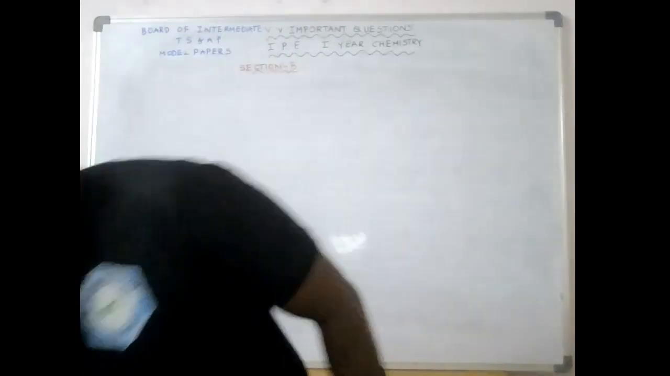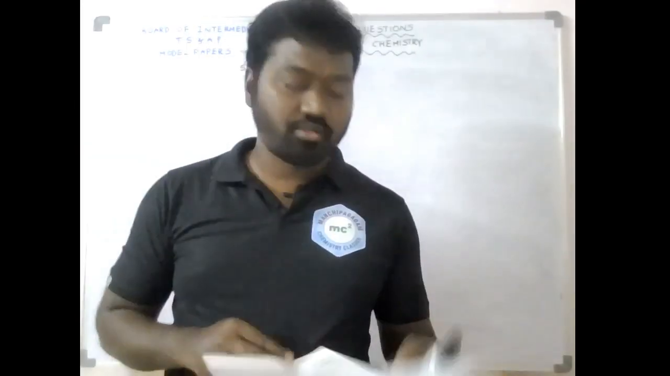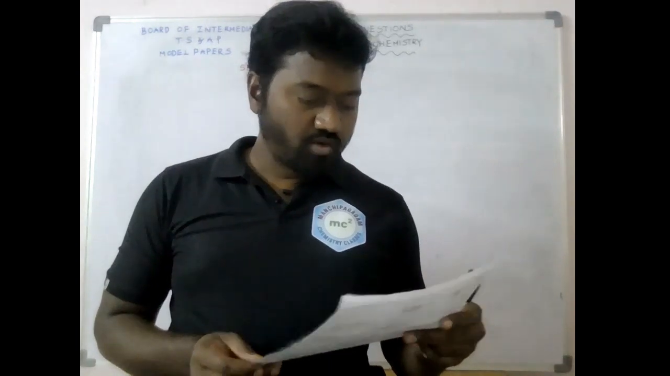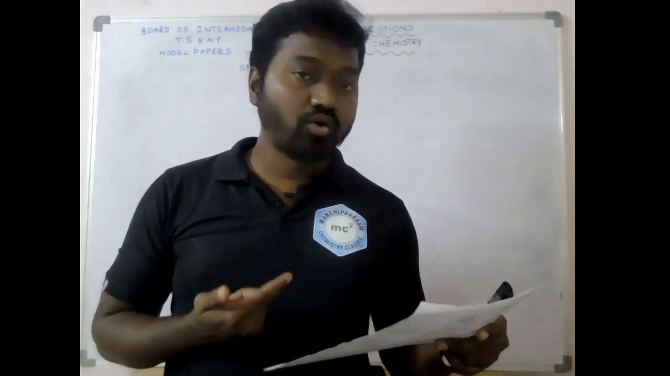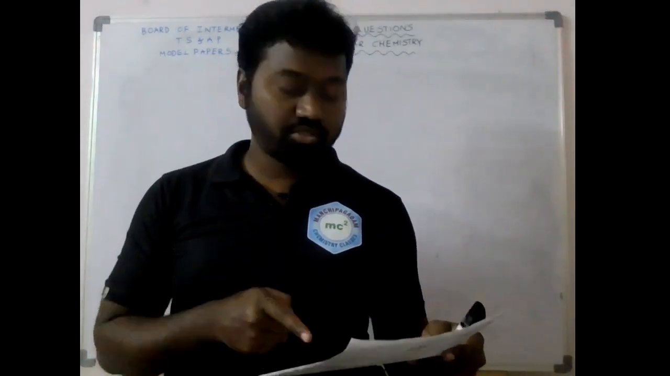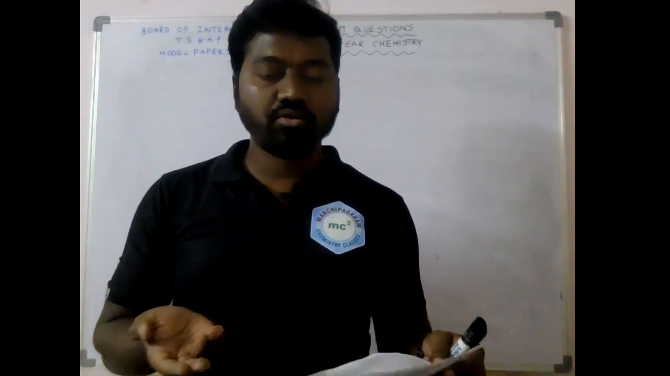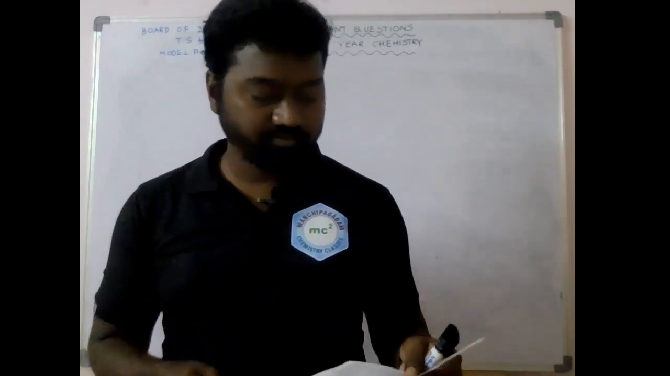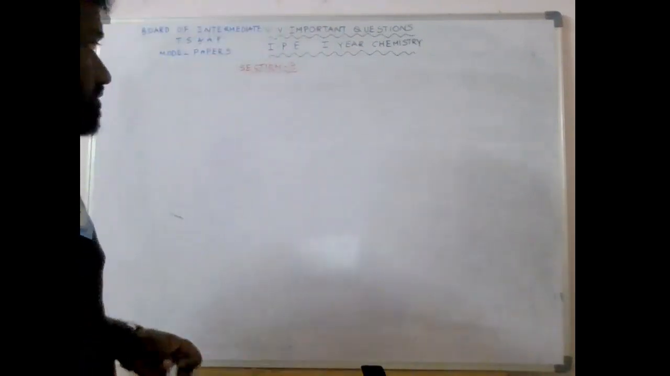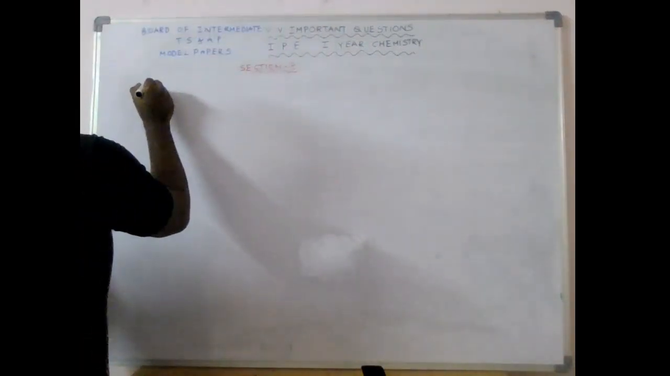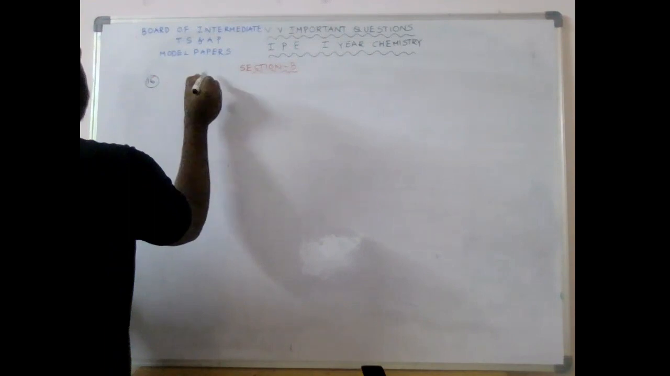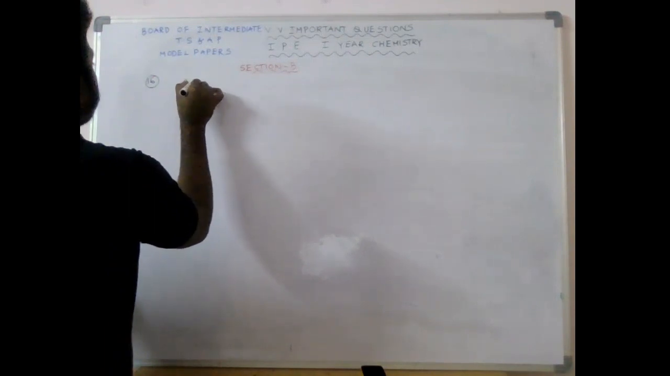So this time, in this model paper, he asked, what do you understand by allotropy? And one more question has come from inert pair effect. Usually people learn this for 2 marks, and those 2 marks are combined to give 4 marks. Okay, let us discuss that. 16th question: what do you understand by allotropy? First, allotropy.